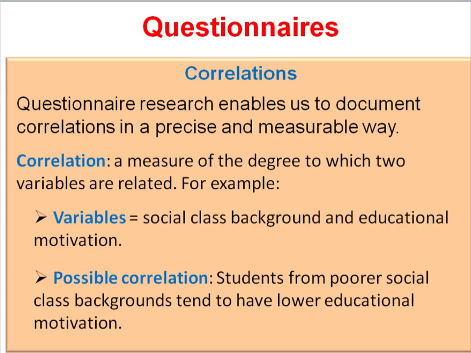And because questionnaires are often used to collect quantitative data from a large number of people, we can use them to document correlations in a precise and measurable way. Remember, a correlation is a measure of the degree to which two variables, two factors, are related. So, for example, if we were looking at education, we might be interested in studying the relationship between social class background and educational motivation, to see whether or not these two factors are linked.